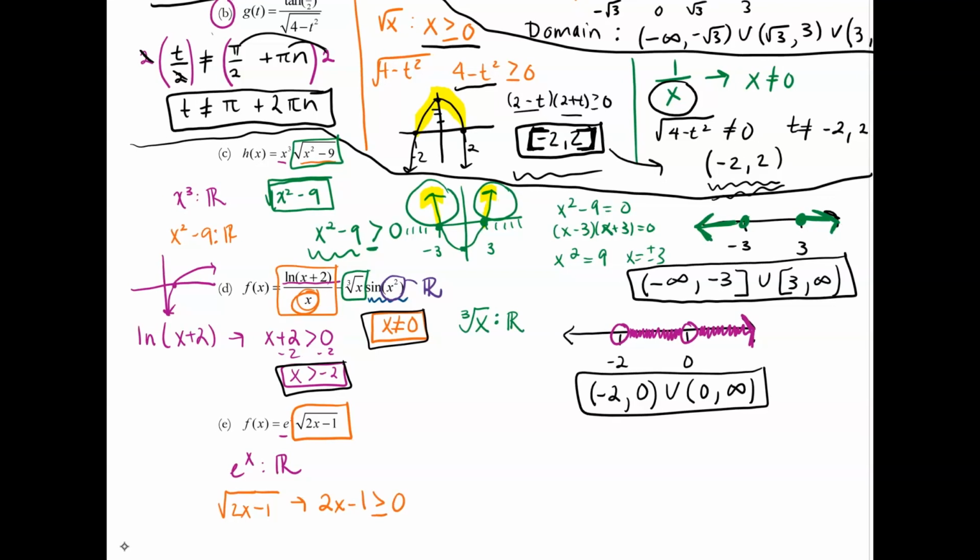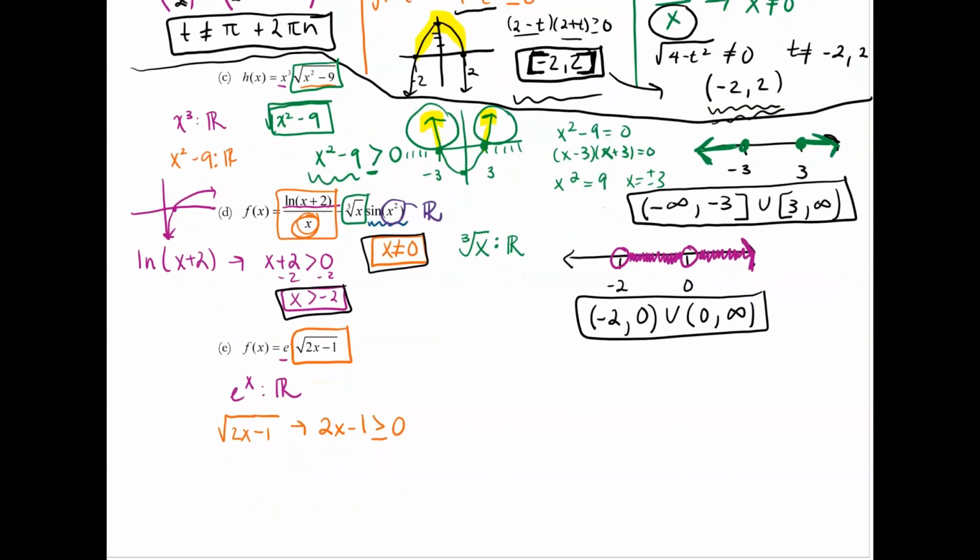So I could just solve that inequality. If 2x minus 1 must be greater than or equal to 0, add 1 to both sides. 2x must be greater than or equal to 1. Divide both sides by 2. Remember, you can multiply or divide an inequality by a positive number and nothing big happens. It's when it's a negative we have to be careful because the sign of the inequality flips. All right, so this is our only domain restriction, and that's a perfectly acceptable way of writing it.